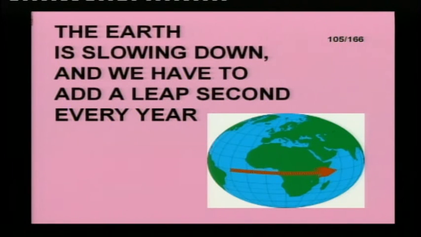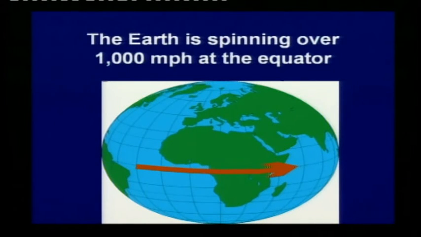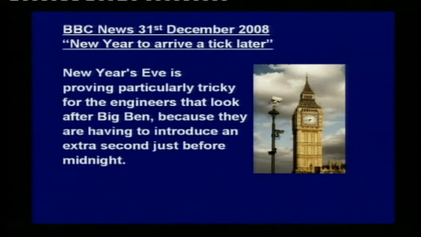Now, the Earth is actually slowing down. Everything is going downhill. I told you that. It's due to entropy, the second law of thermodynamics. The Earth is slowing down, and we have to add a leap second every year. At the moment, the Earth is spinning 1,000 miles an hour at the equator. That's how fast it's spinning. And we've just gone past New Year on the 31st December 2008. And this is what the BBC had to say about it.